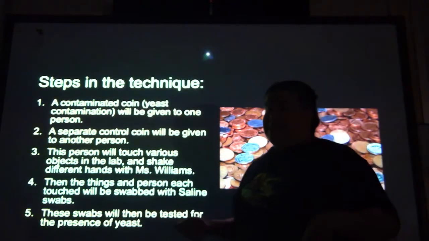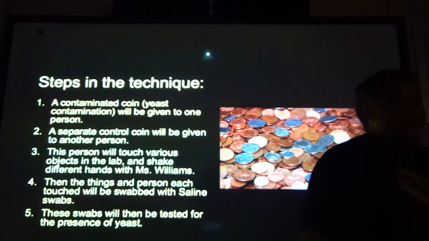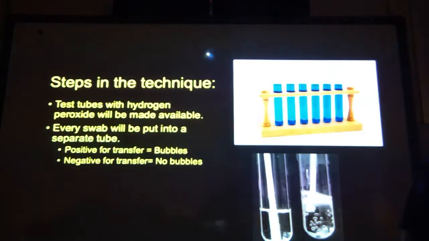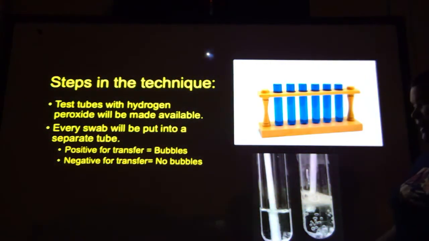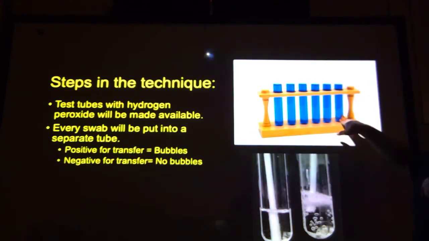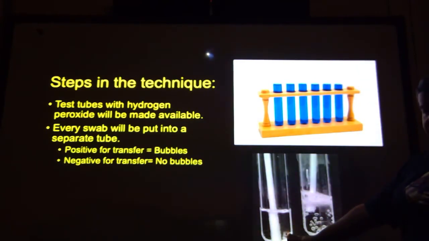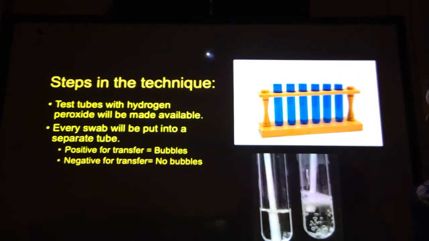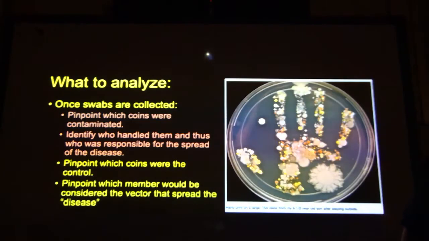These were tested for the presence of yeast. It's pretty simple to actually do. It's basically a catalase test in a test tube, since yeast can actually break down hydrogen peroxide. You put hydrogen peroxide into a test tube, you take the cotton swab that you've swabbed on the contaminated surface, and you look for bubbles. If there are no bubbles, there's no contamination. If there are, then there is contamination.